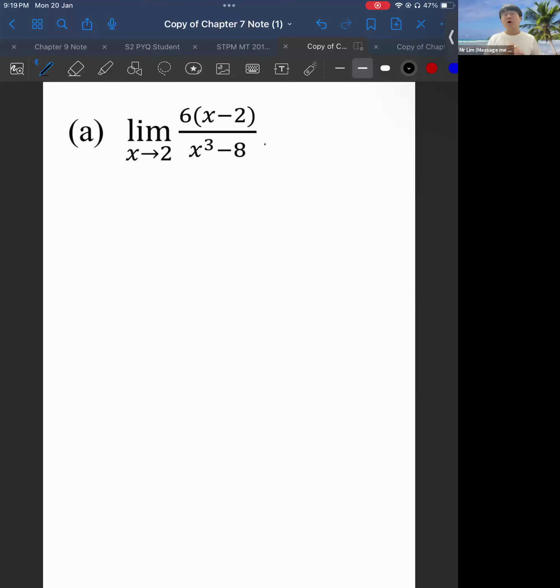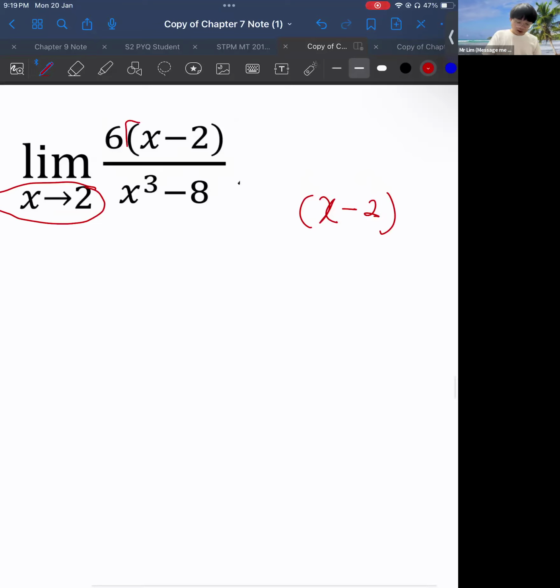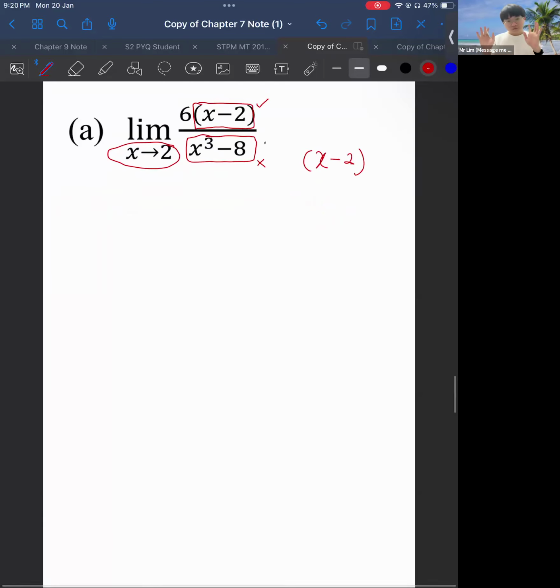So we use the same approach. First, this is a function, and then we look at the clue: x approaches 2. The clue tells you that you may need to factorize x minus 2 in both numerator and denominator. For the numerator, I already see x minus 2, but not yet for the denominator. So I need to factorize the denominator until I can get x minus 2 as a factor. This time around, you need to go back to your semester 1 knowledge.